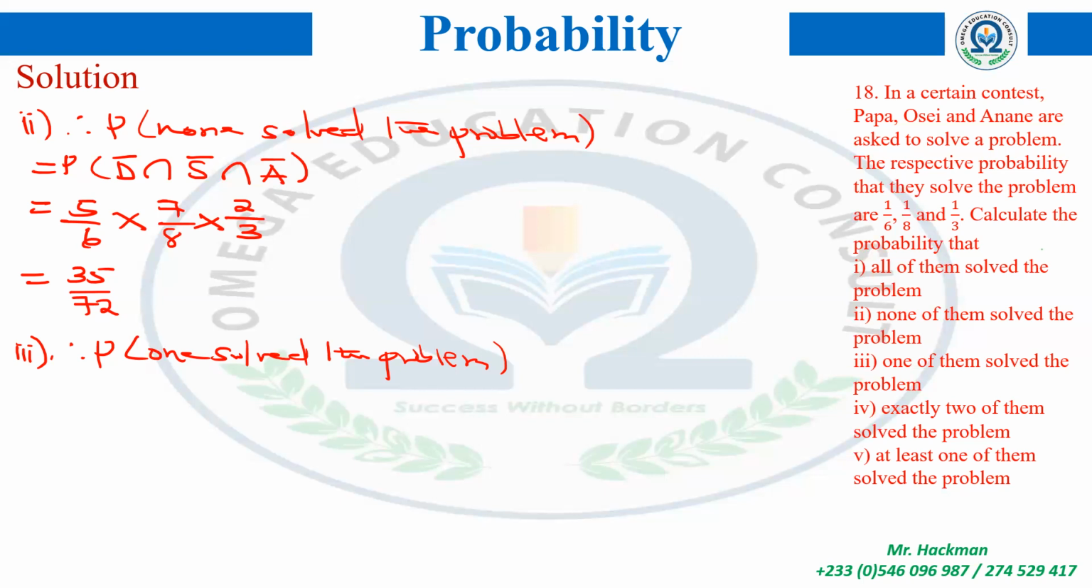Because if only one solved the problem, then one possibility is that only Papa was able to solve the problem, Osei was not able, and Anani was not able. Another possibility is that the person who was able to solve the problem is Osei, so Papa was not able to solve and Anani was not able to solve. And the last possibility is that only Anani was able to solve, so Osei was not able to solve and Papa also not able to solve. So we are going to have 3 possibilities.